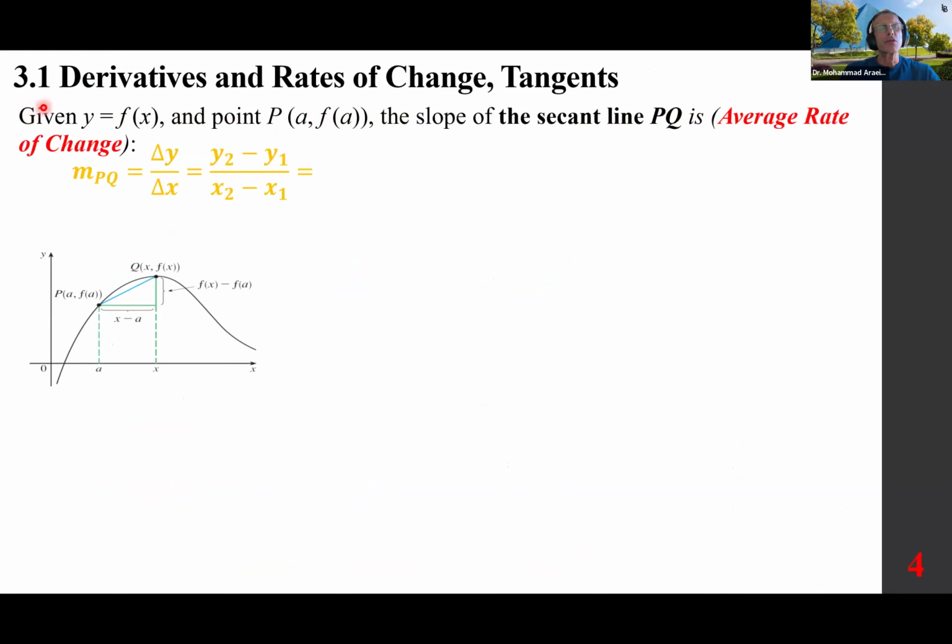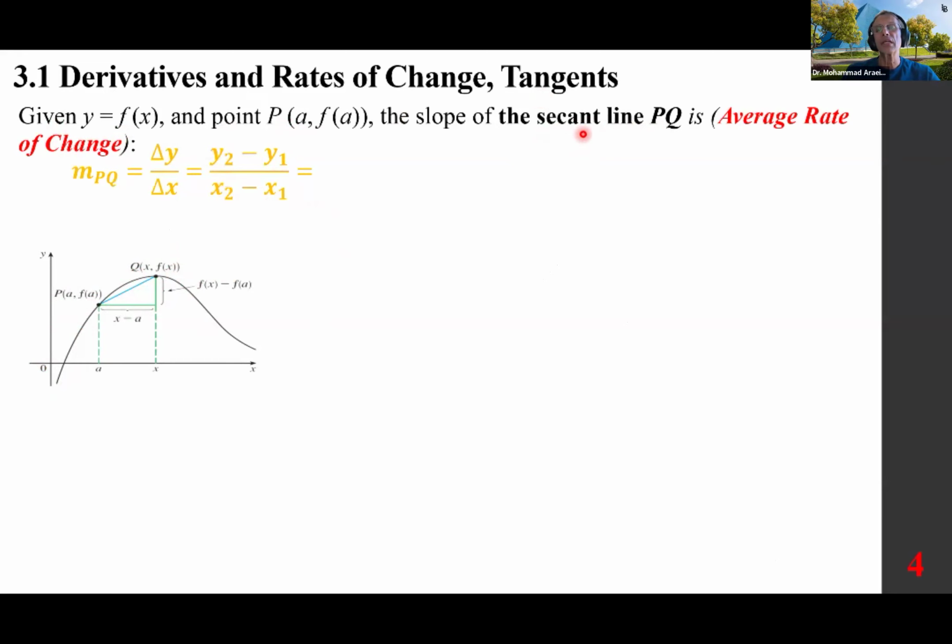Now, derivatives, section 3.1, derivatives and rates of change, tangents. Given y equals f of x and point P having coordinates a and f of a. So here's the function and here's this point. The slope of a secant line PQ: if you pick another point on the curve and you connect them, the line that it creates is called the secant line PQ, if you continue indefinitely on both sides.